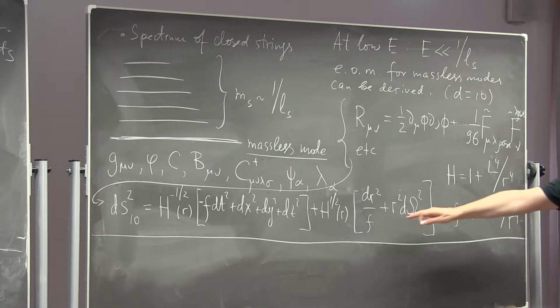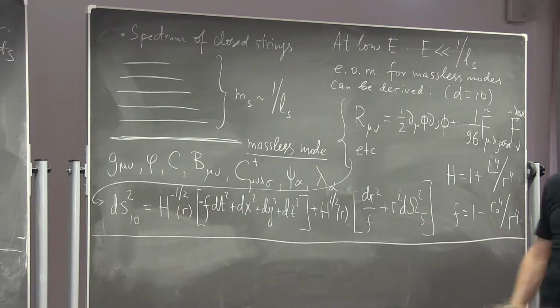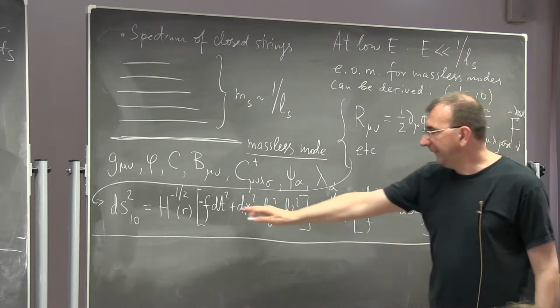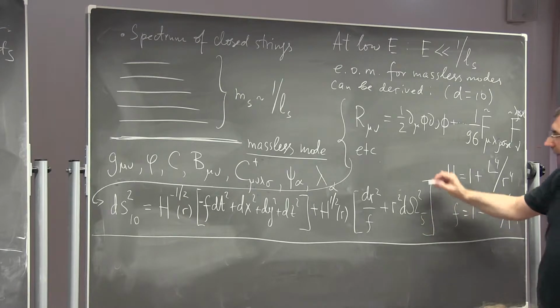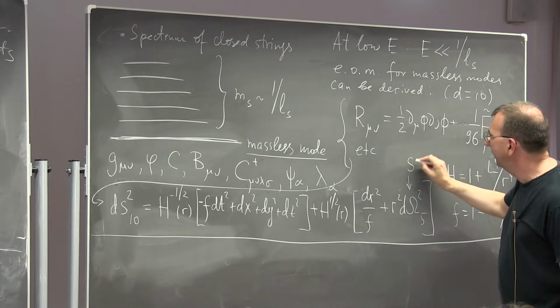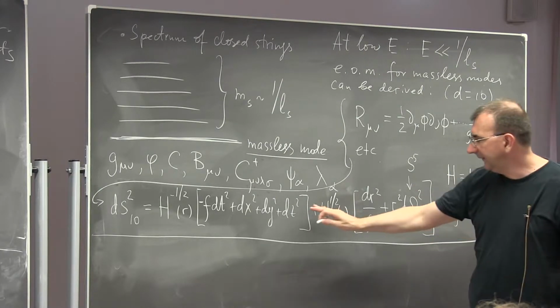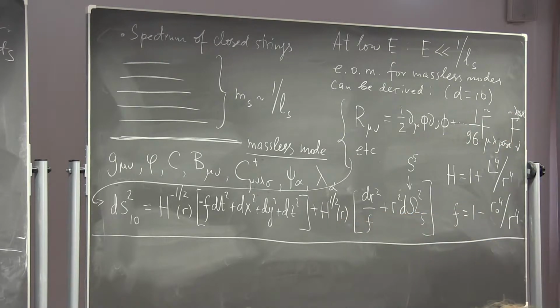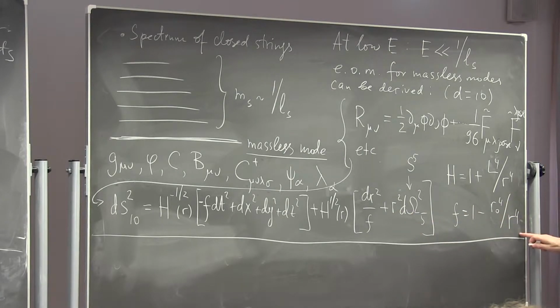So let's stare for a moment at this. This is an exact solution of the equations of motion at low energy string theory. It's a 10-dimensional metric. Inside there is this d omega 5 squared, which is the metric of a 5 sphere. If you forget for a second about this 5 sphere, the rest is interesting. This function h has this interesting form. When r is going to infinity, when r is very large, h goes to 1, and also f goes to 1.